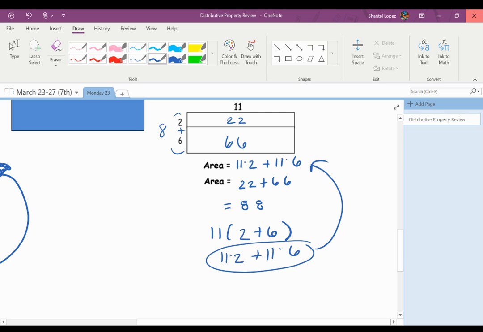Okay, guys, I hope this helps with the homework that you're going to be assigned. In your homework, it only tells you to write the area 2 different ways. I'd like you to write it the distributive way and then this way, okay? And then maybe the final answer as well.